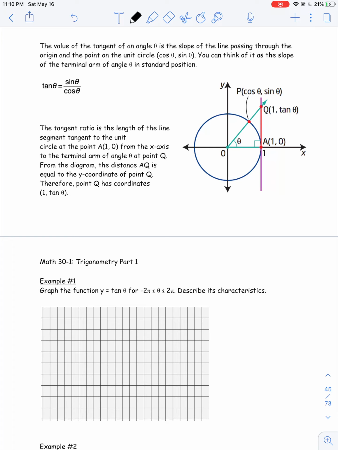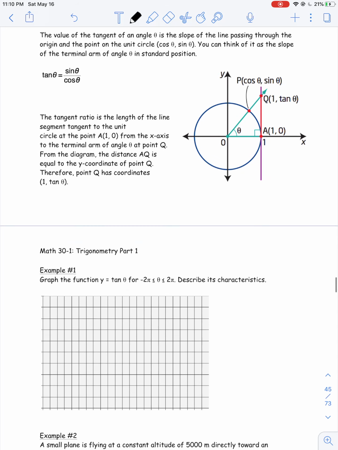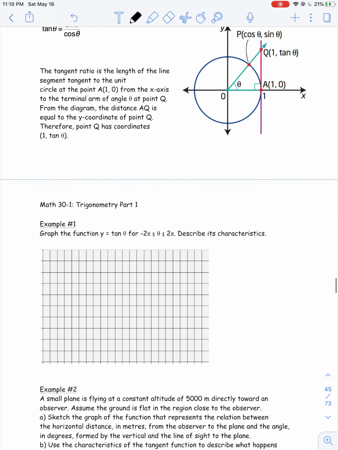So the tangent ratio is the length of the line segment tangent to the unit circle. So that's going to be point A, 1, 0 from the x-axis to the terminal arm, Q. So point Q is where it ends off. And that's going to be represented by the point 1, tan theta. So that's just how it looks, and this is how it is represented on the unit circle.